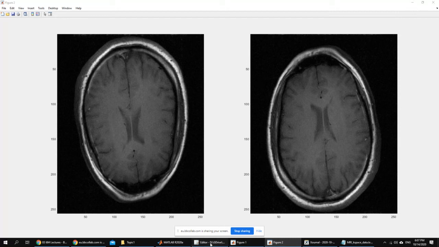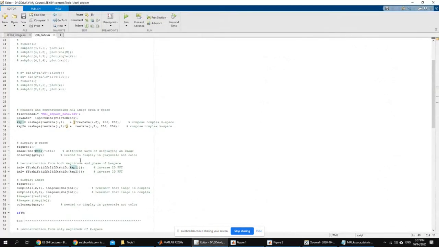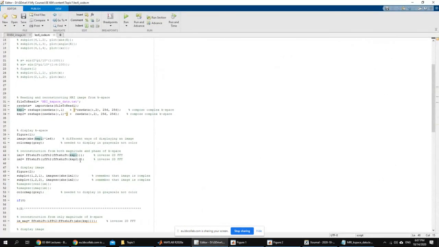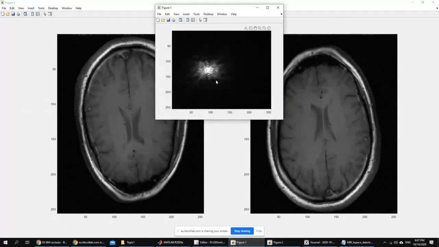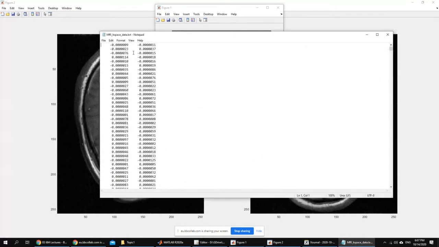So let's go back to the code. How about the real? Basically, what comes out from the transformation is an image that looks like this. These are numbers. K space itself looks like this, but actually it has real and imaginary numbers here. Imagine that we have only one of these, only real numbers or only imaginary numbers, okay?